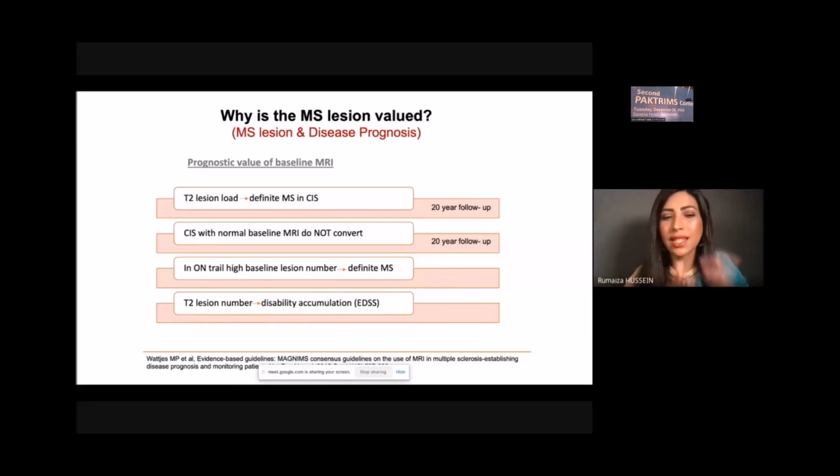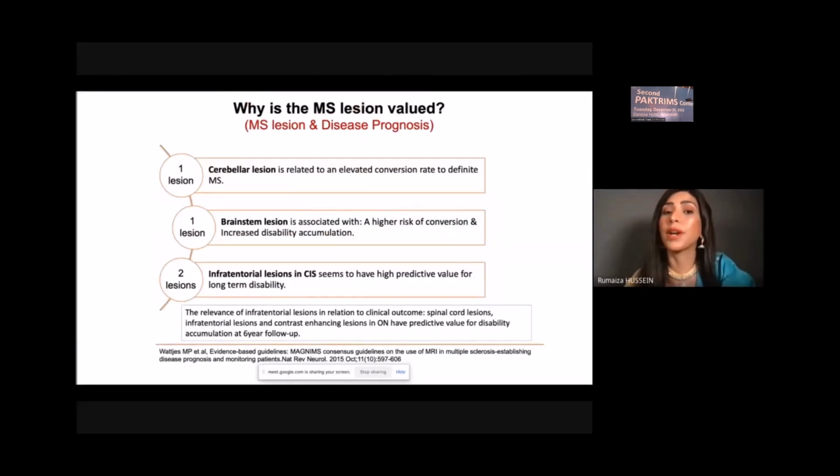Now, when we say CIS with normal baseline MRI, we mean maybe optic neuritis, or maybe the patient just has a spinal cord lesion with a clear brain. In the optic neuritis trial, a high baseline lesion number converted to definite MS, and the T2 lesion number also has an implication with disability accumulation. So those are the messages that we can take from those lesions within the MRI.